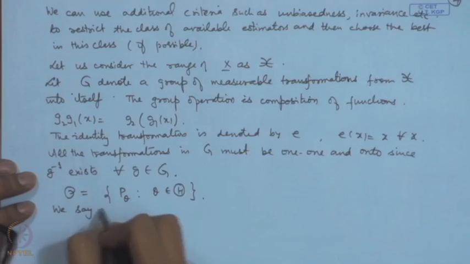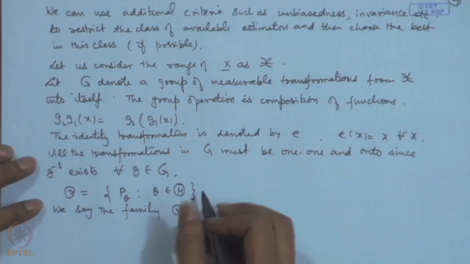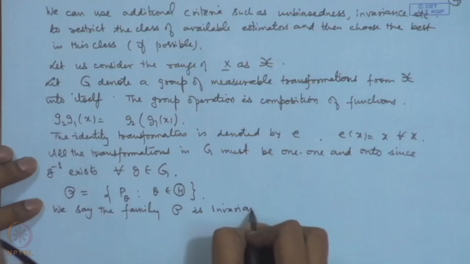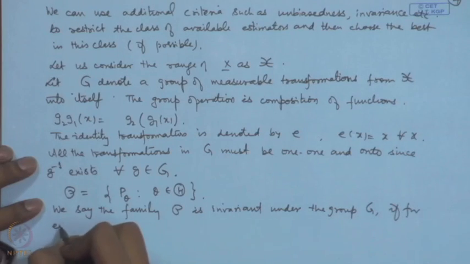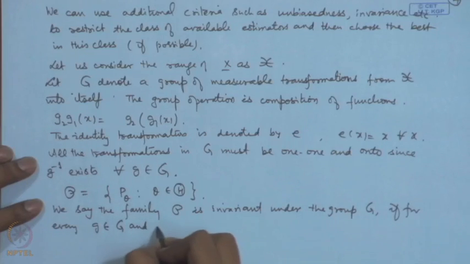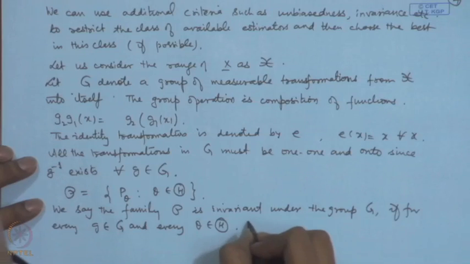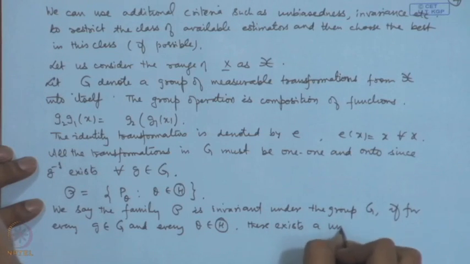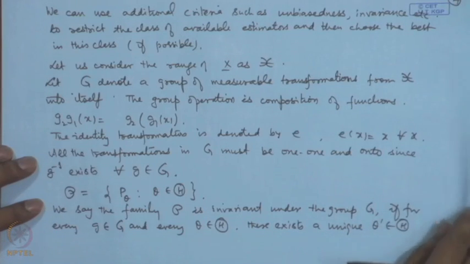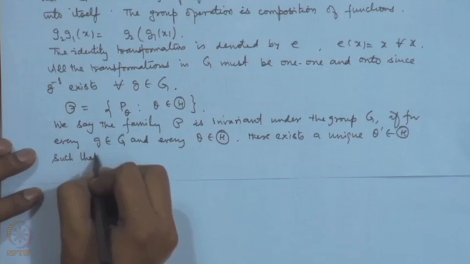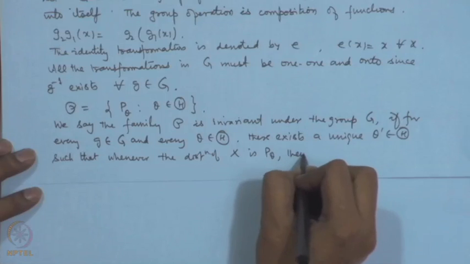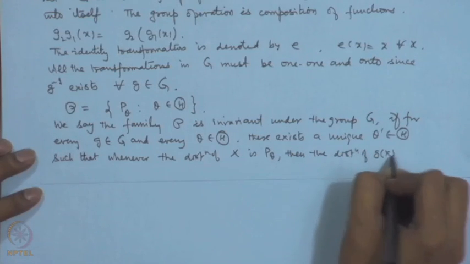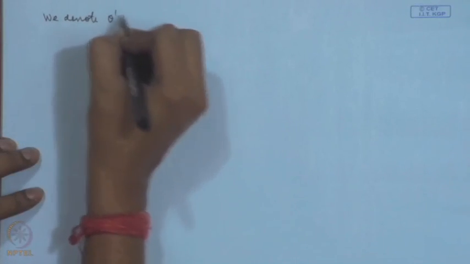So, we say that the family P is invariant under the group G if for every g belonging to G and every theta belonging to Theta, there exists a unique theta prime belonging to Theta such that whenever the distribution of X is P_theta, then the distribution of g(X) is P_theta prime, and we denote this theta prime by g bar of theta.